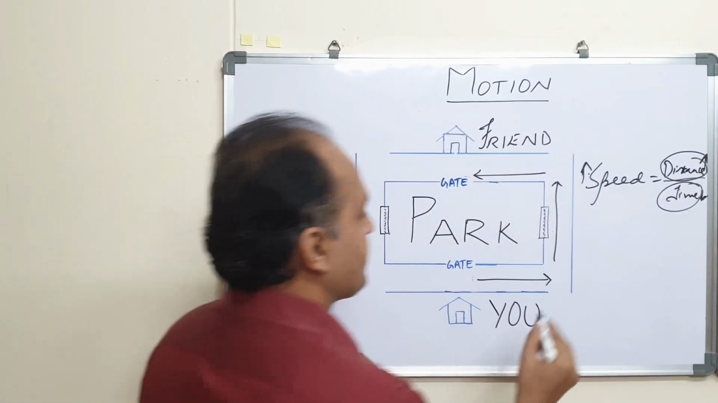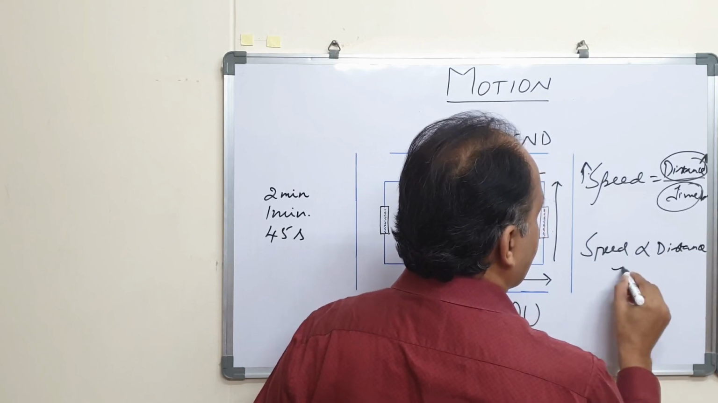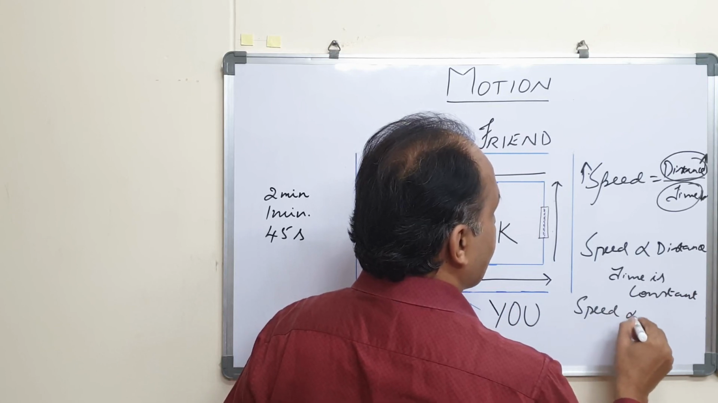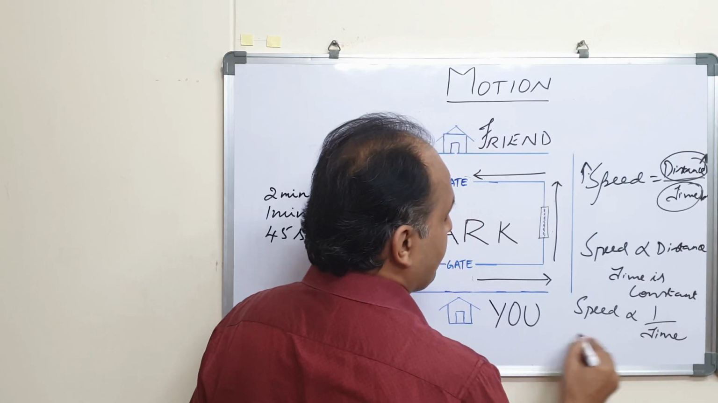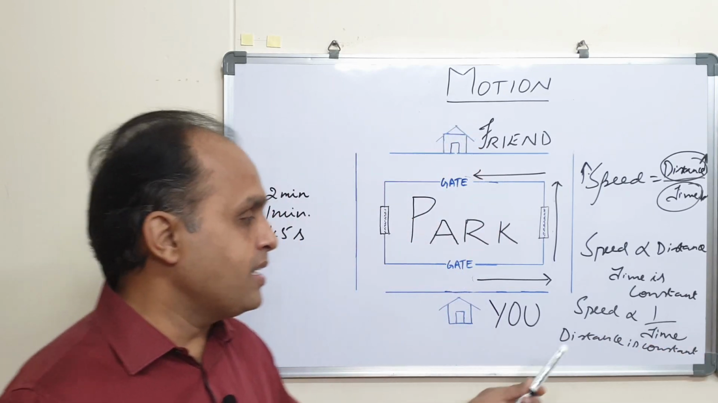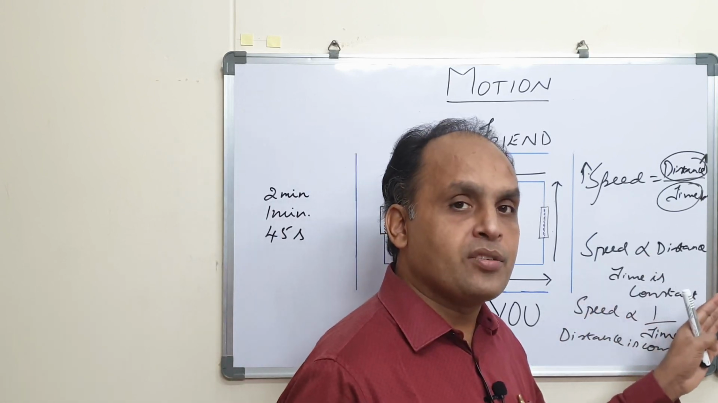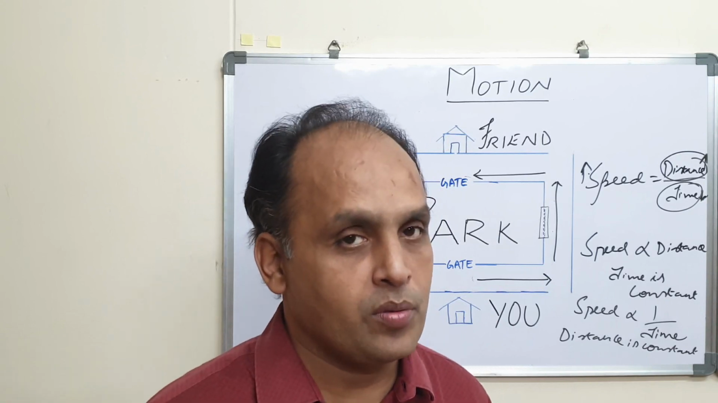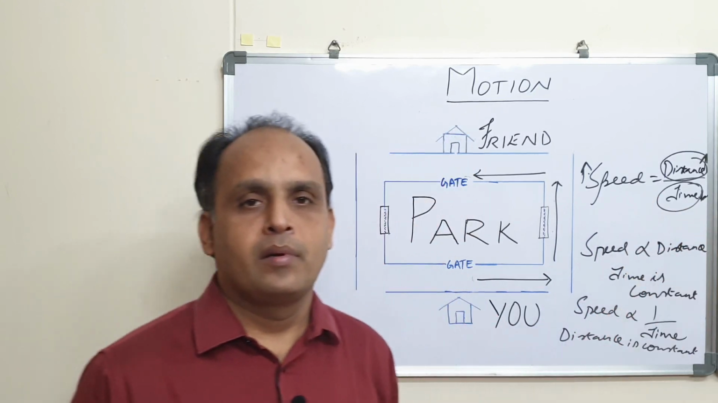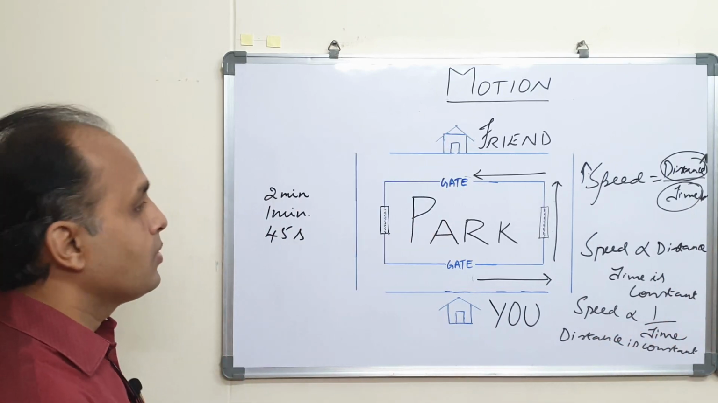So what we need to understand over here is that speed is directly proportional to distance when time is constant, and speed is inversely proportional to time when distance is constant. When you are covering the same distance in lesser time, the speed is more. When you are covering greater distance in the same time, even then the speed is more. That is the reason why we get this expression, speed is equal to distance by time. So that is what speed is all about.